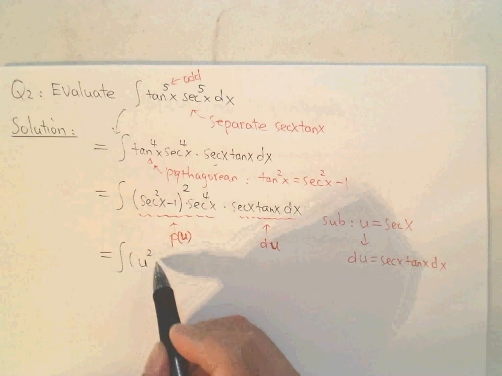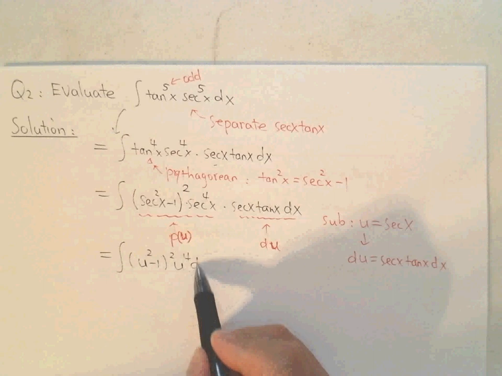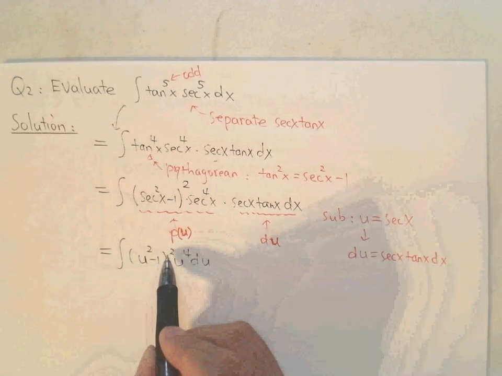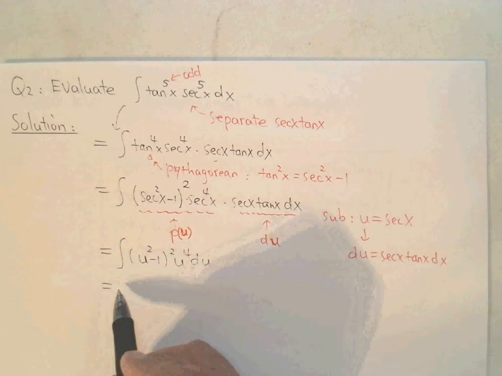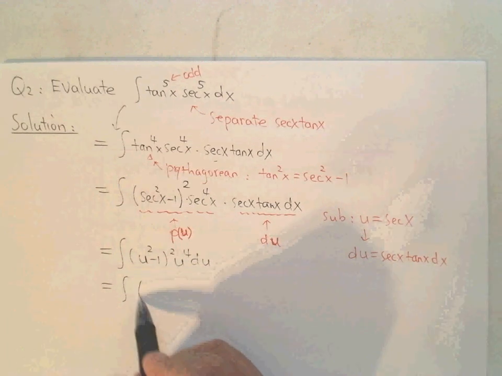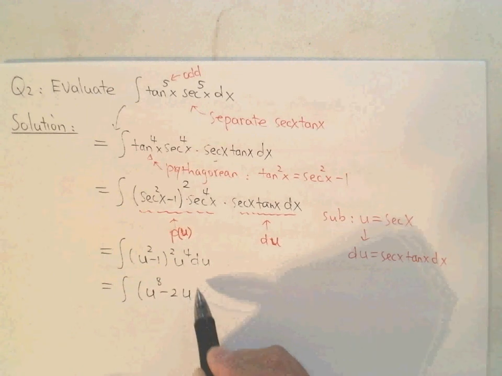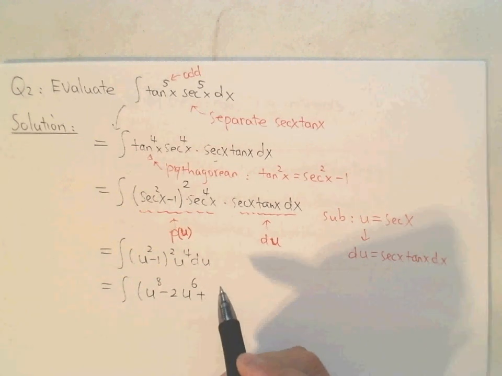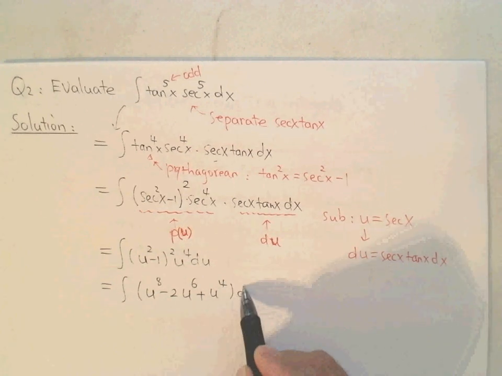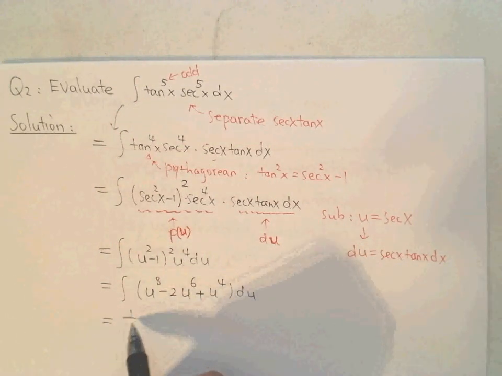Plug everything in. So that's u squared minus 1, squared, times u raised to the 4th du, right? The symbol is the integral, but we need to expand. This is a perfect square. You expand, you know how to expand. After the expansion, I get u raised to the 8th power minus 2 u raised to the 6th power plus u raised to the 4th power and the du. See, just expand. This is the power rule.